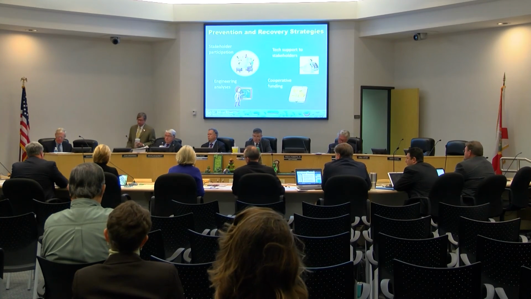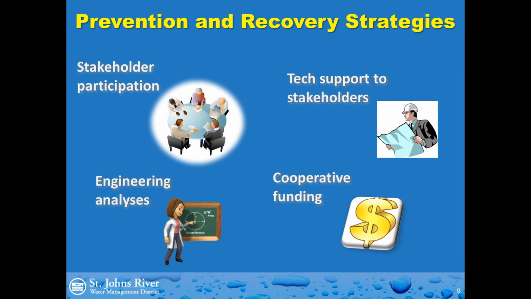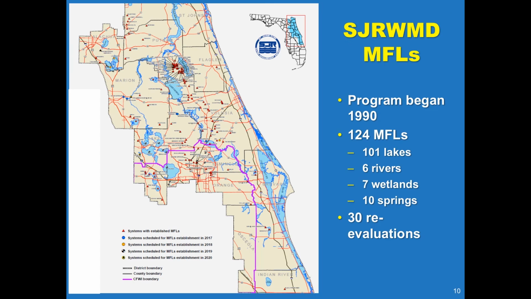And so if a prevention or recovery strategy is needed, the district engages stakeholders into a collaborative process which potentially includes providing tech support, engineering analyses, and cooperative funding. So to date, the district's MFL program, which began in 1990, has adopted 124 MFLs, which includes 101 lakes, 6 rivers, 7 wetlands, and 10 springs. We have also reevaluated 30 MFLs to date.